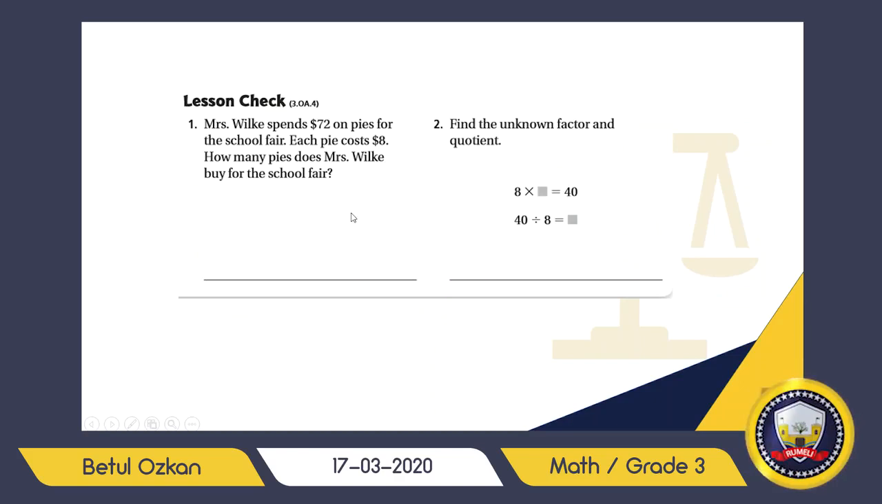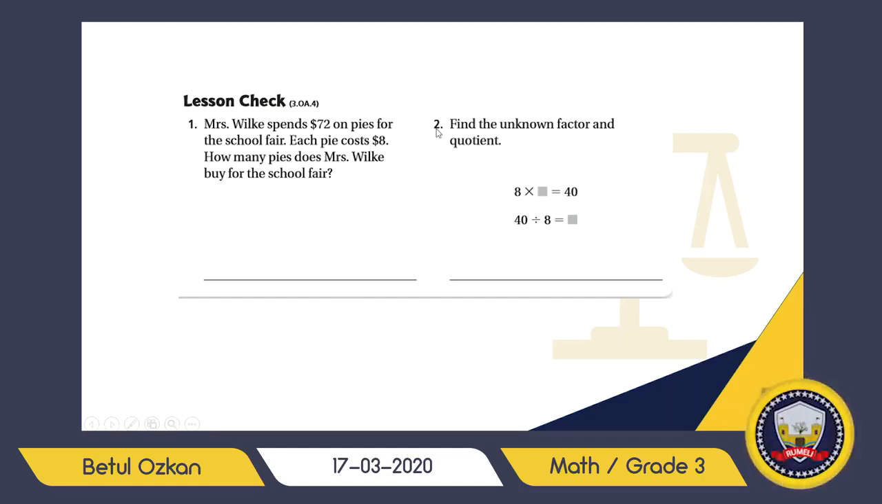Let's check. At the end of the class, I put 2 questions for you guys. I will not answer these. Just keep your answer with you. So, if you understand this, you can solve the problems, don't worry. Miss Valp spends $72 on pies for the school fair. Each pie costs $8. How many pies does Miss Valp buy for the school fair? How can you solve it? Guys, we will do division, right? 72 divided by 8. So it will be your answer.